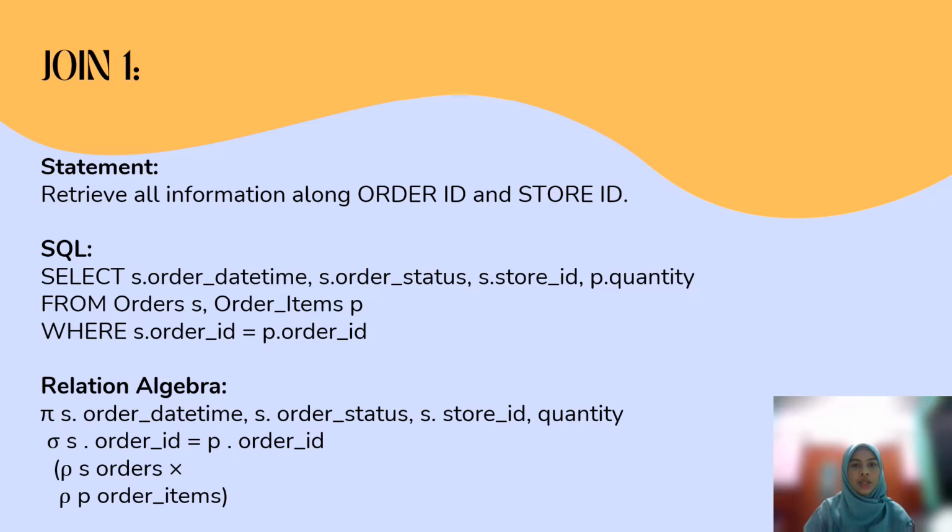There are 10 SQL queries. First is join, where the statement is to retrieve all information along with order ID and store ID. S stands for orders and P stands for order items. The SQL is select order date time, order status, and order ID, P is for quantity, from the orders S, order date times P, where order ID, P is order ID.